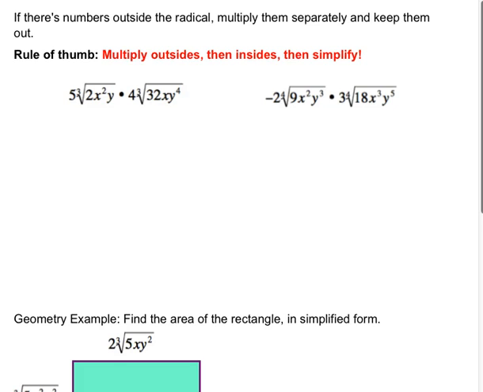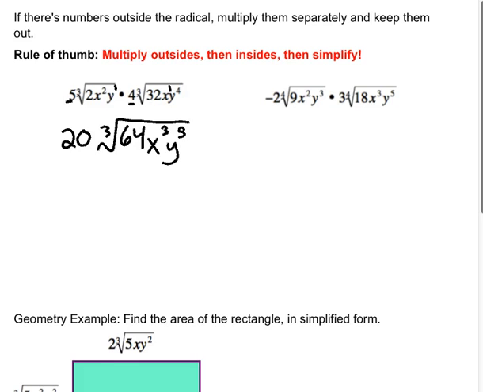So multiply outsides, 5 times 4 gives me 20. Now let's focus on the insides. 2 times 32 leaves me with 64. X squared, x to the first, 2 plus 1 leaves me 3. Y to the first and y to the fourth, 1 plus 4 leaves me with 5.